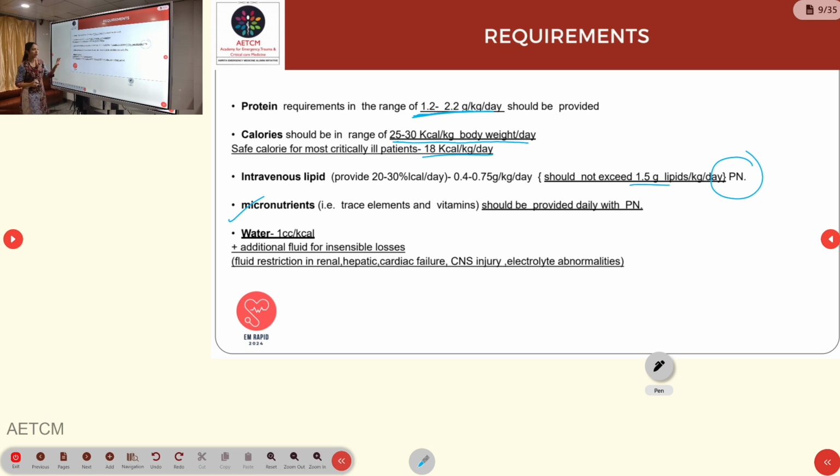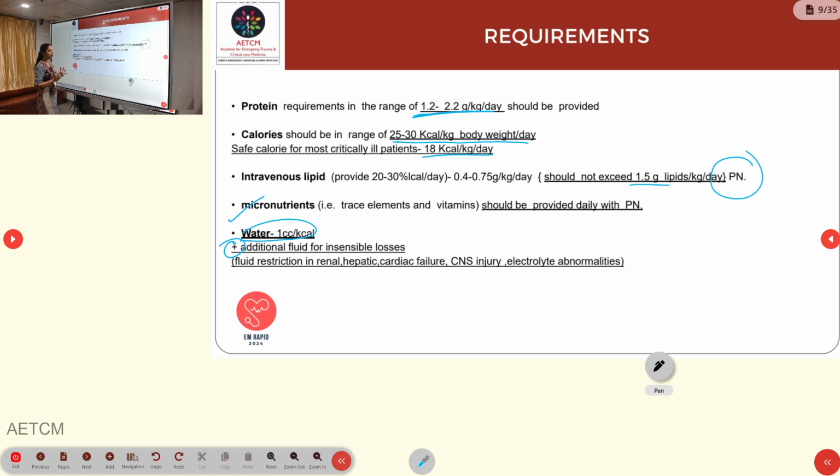And the patient also requires water. So water we require 1 ml per kilocalorie for the patient. This is by considering the insensible loss. Insensible loss is the respiratory loss or the water loss which we cannot measure through urine output or stool output, or whatever loss we won't be able to sense, that is called insensible loss. So along with the water we will have to give the additional insensible loss fluid also.